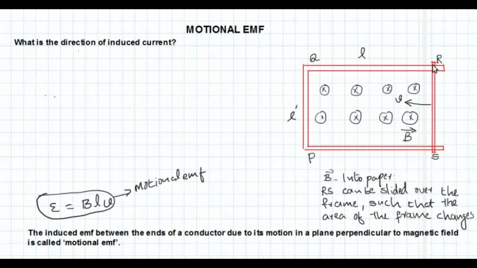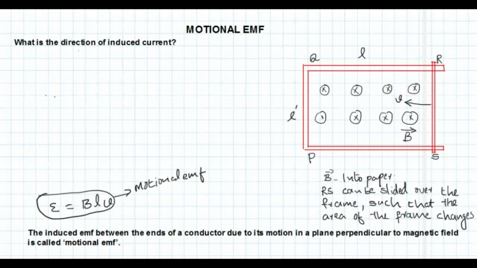So if a current is produced in this conductor RS, of course that current will flow through this frame, because the whole frame is made of metal, or the whole frame is made of conductors only. Therefore if current is produced in this side RS, it will flow through the frame. Then in which direction will this current flow?